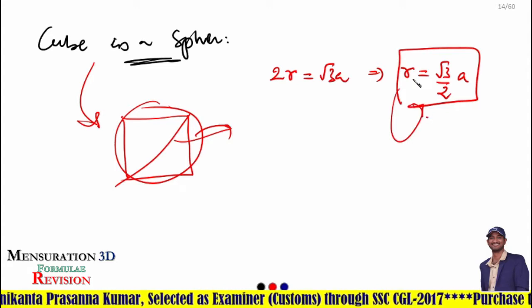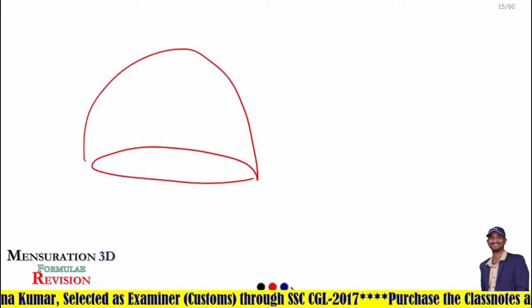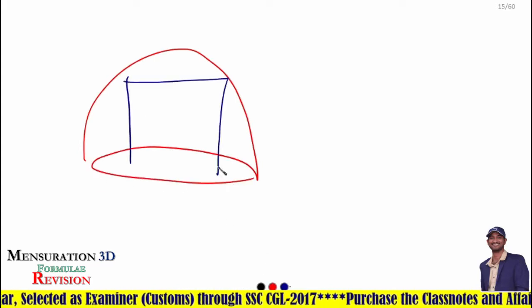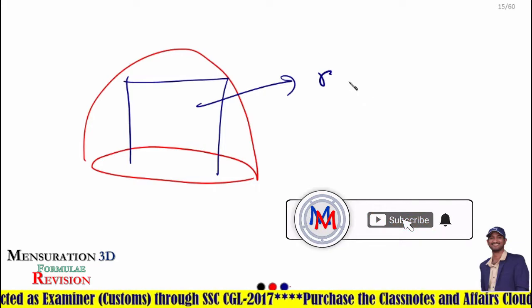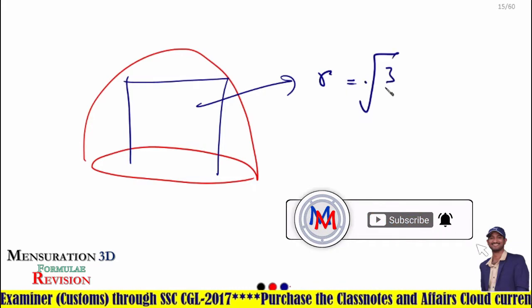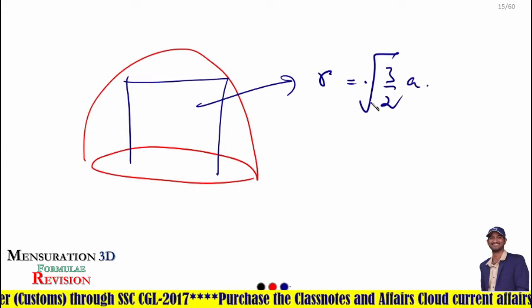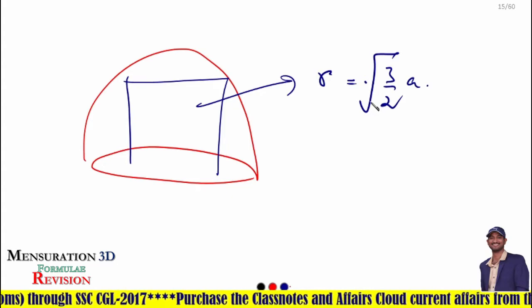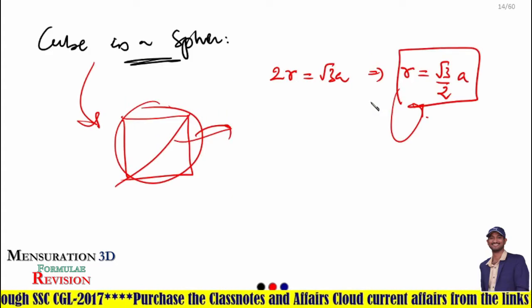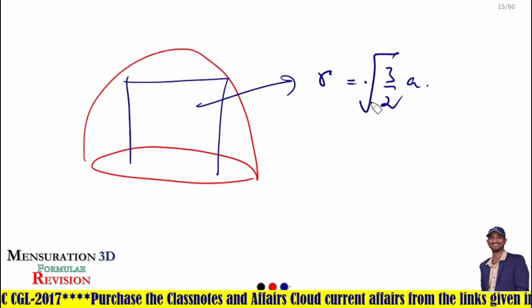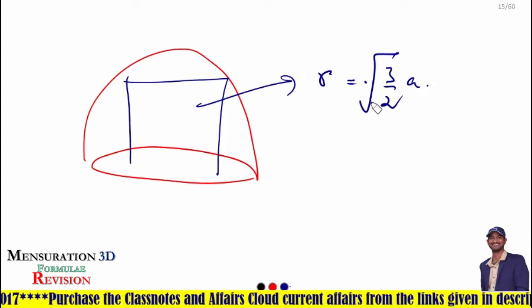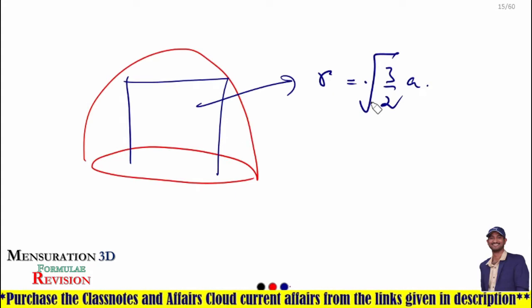But when a cube is inscribed in a hemisphere, then the radius of the hemisphere is equal to root over root 3 by 2 into a. In a sphere, r equals root 3 by 2 into a. If it is inscribed in a hemisphere, the radius equals root over root 3 by 2 into a.